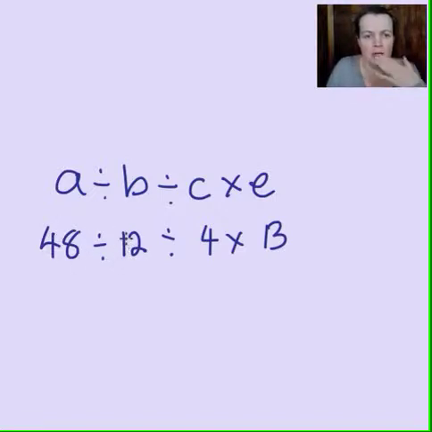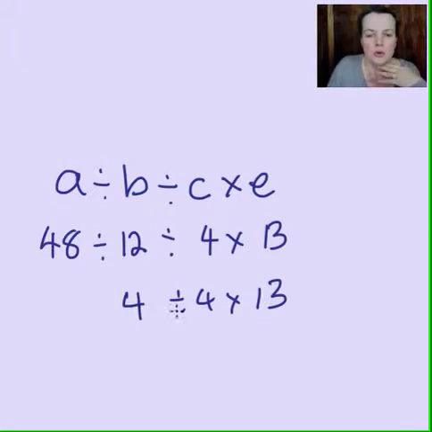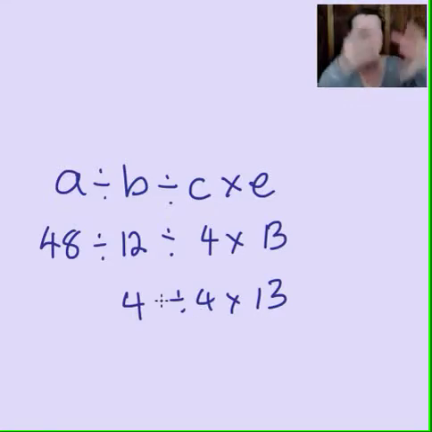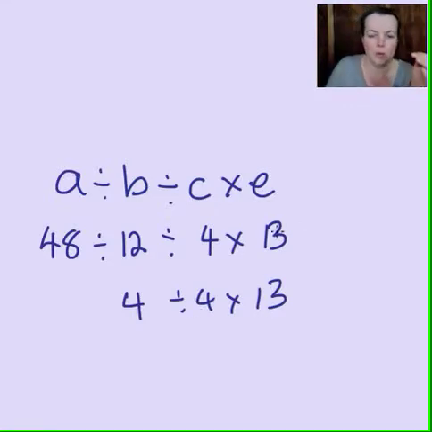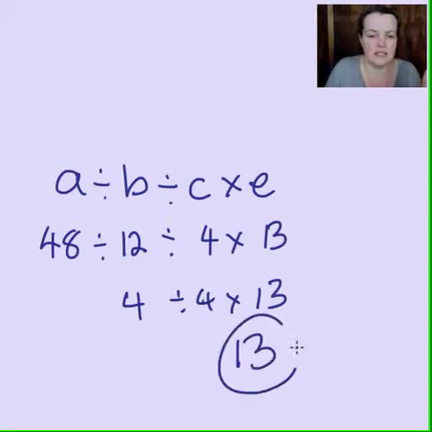48 divided by 12 is 4. That's 4 divided by 4 times 13. 4 divided by 4 is 1. I put 0 last time. I mean, no. How did I get it? 4 divided by 4 is 1. 4 sweeties divided amongst 4 people, you get 1 each. So 1 times 13 is 13, and that answer is E.